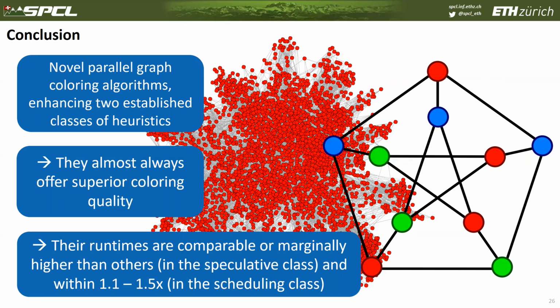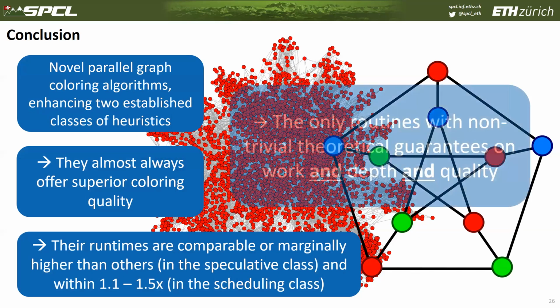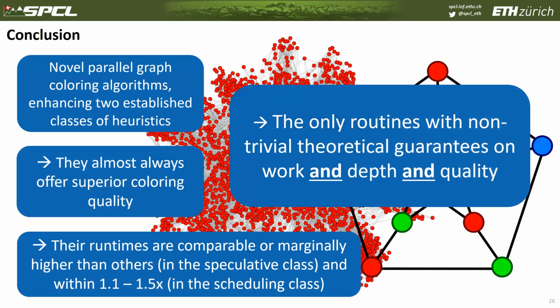coloring quality. And really the most important part, which we think is the strongest point of our schemes, is that they are the only schemes that come with non-trivial theoretical bounds on work, depth, and quality at the same time.